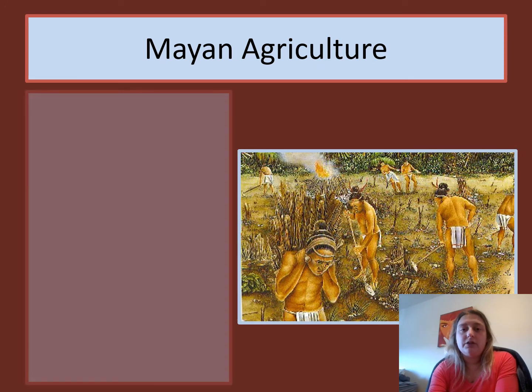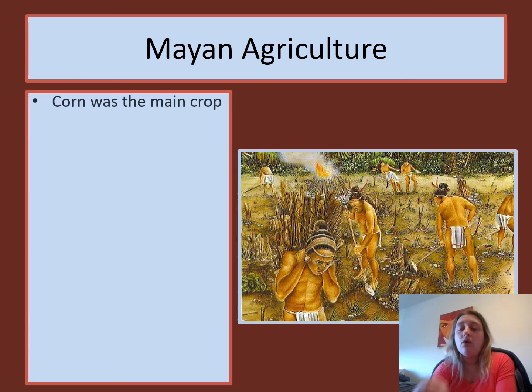Mayan agriculture, corn was the main crop. And we call it corn, but they called it maize. Maize. So if you've ever seen the movie Grown Ups, the guy's always like, maize. Maize is corn.